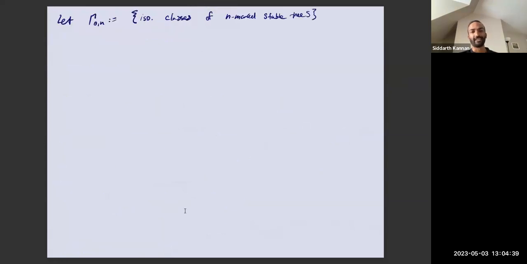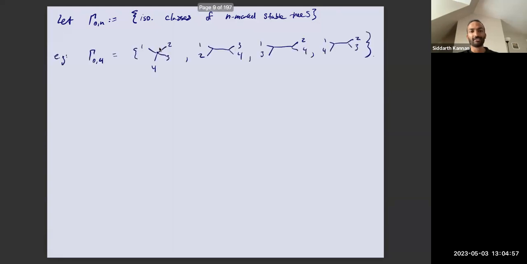Let's let gamma 0 n denote the set of isomorphism classes of n-marked stable trees. The 0 here is because this is part of a larger family of sets where the 0 is the genus of the graph. So these are genus 0 graphs, but all of our graphs are going to be genus 0 today. Here's an example. This is gamma 0, 4. There are four marked stable trees up to isomorphism. And the goal of the extended warm-up, the first part of my talk, is computing the sizes of these sets for all n.